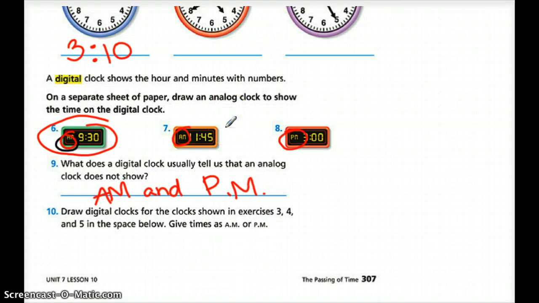All right, draw digital clocks for the clocks shown in exercises 3, 4, and 5 in the space below. So you're going to draw the times that you came up with for these clocks above. My first one is 3:10, so I'm going to draw my digital clock, and this would say 03:10. Alright, so you're going to continue to draw your digital clocks for 4 and 5.